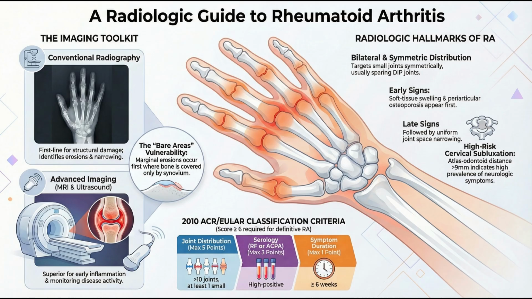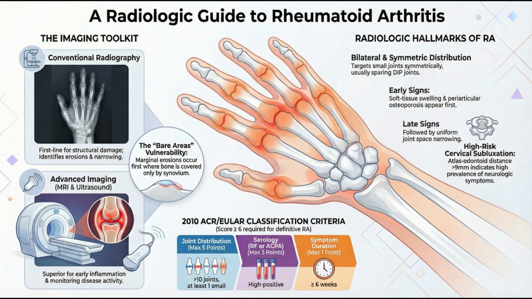And here is the vicious cycle. This inflammation leads to bone destruction. But the bone destruction releases factors that cause more inflammation. It just feeds itself. It's a runaway reaction. Now, this brings us to that concept you mentioned earlier, the bare area. In the source material, they treat this as ground zero for the disease. Why is this specific spot so vulnerable?